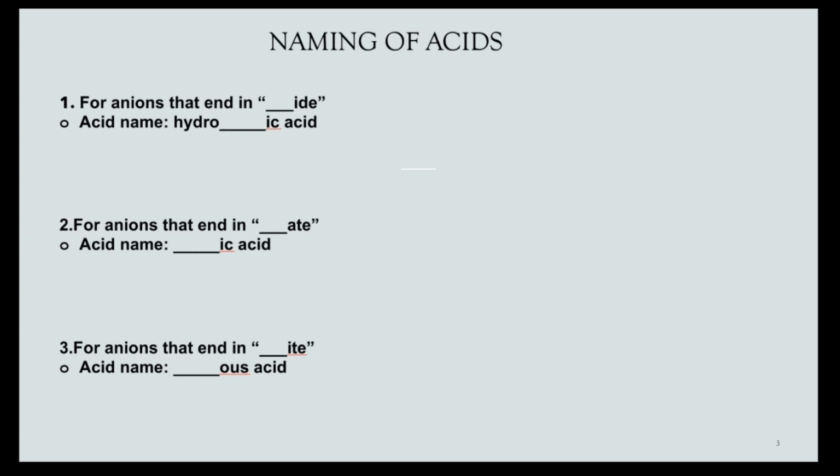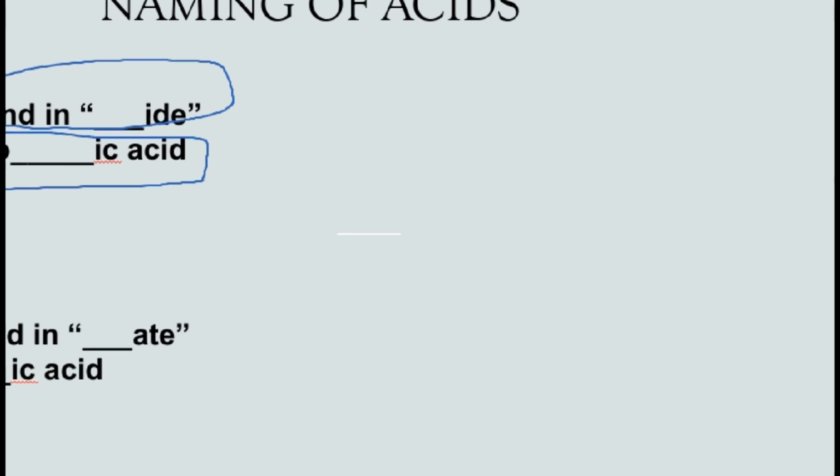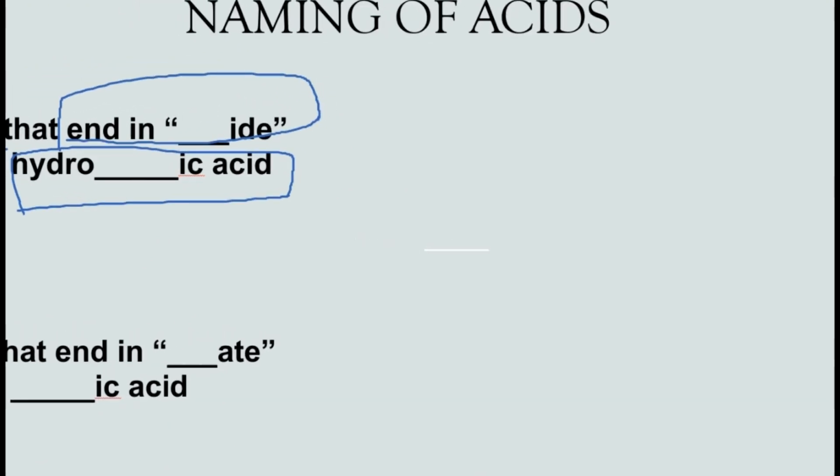Now let's learn how to name acids. There are 3 rules for that. I will try to discuss each rule in detail. We know all ionic compounds have 2 parts, anions and cations. If the anion of a compound ends with IDE, then the name of the acid will be hydro-dash-ic acid. In the dash we will put the first part of the anion.